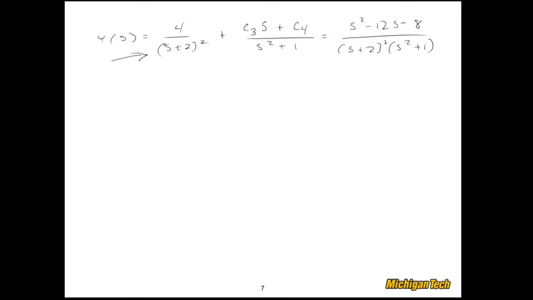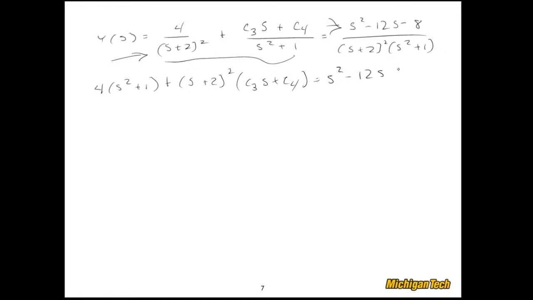So we do the same thing that we did on the previous example. We'll get a common denominator of this expression on the left-hand side. Once we've done that, we can just compare the numerators. So I'll just cut to the chase and go right to the numerators. The numerator for this, once we get a common denominator, is 4 times (s squared plus 1). Plus (s plus 2) squared times the quantity C3 s plus C4. And that has to equal this numerator, which is s squared minus 12s minus 8.